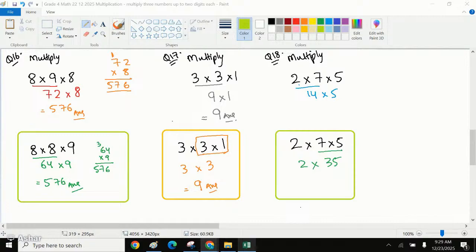So what is the answer? 14 multiplied by 5 is? Yes, thank you so much. The correct answer is 70, and that's your answer. So we can say 14 multiplied by 5 is 70. Agreed? Or we can also say that 2 multiplied by 35 would still be 70.